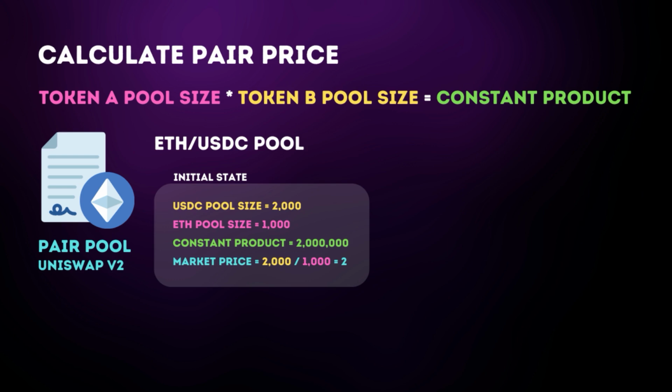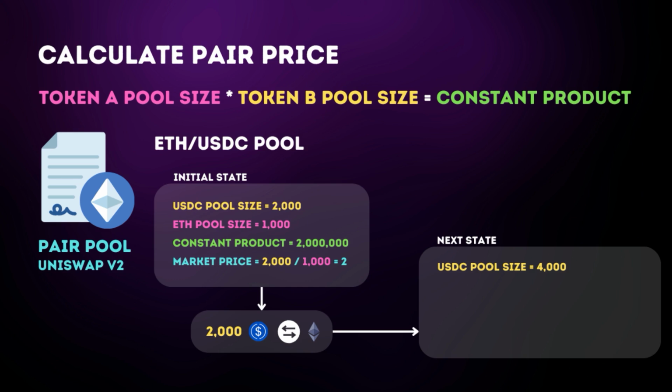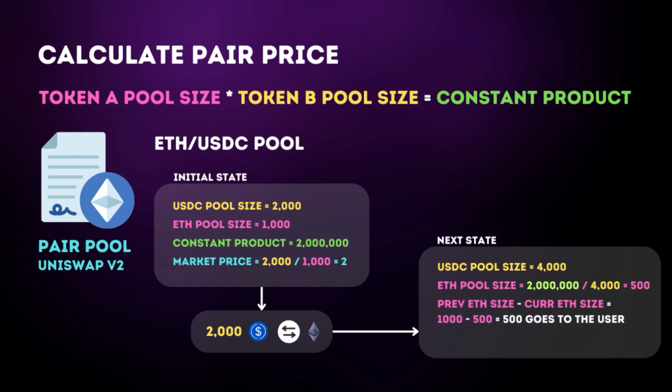Now, let's say that someone wants to exchange 2000 USDC for Ethereum. Then the pool will have 4000 USDC tokens, and to determine how much Ethereum needs to be given to the user, we can use the formula by dividing the constant product of 2 million by the new number of USDC tokens, so in this case 4000. This will result in a total of 500 Ethereum tokens present in the pool, with the remaining 500 Ethereum tokens being given to the user. And this gives us now a market price of 8.